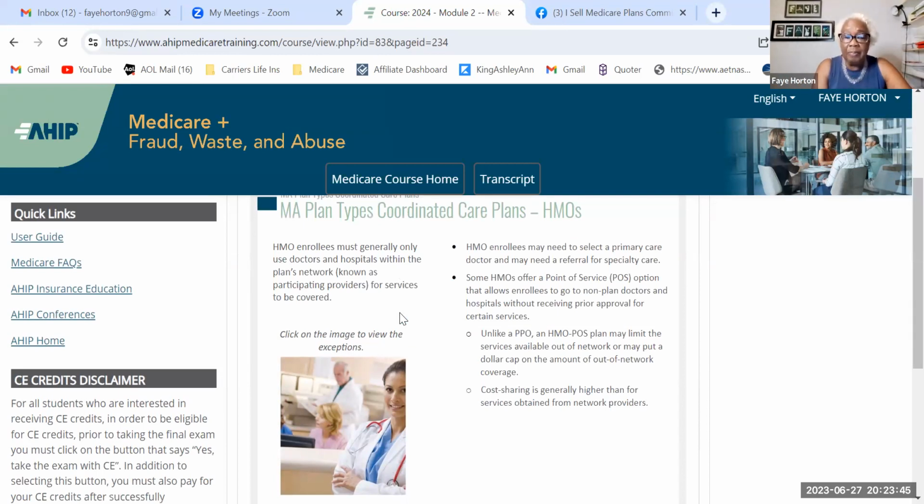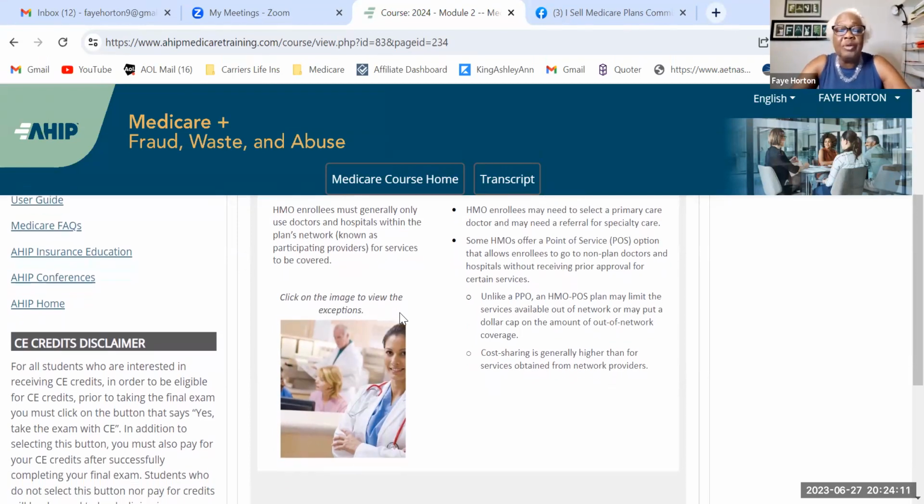So that's pretty clear. HMO enrollees may need to select a primary care doctor and may need a referral for specialty care. Now you notice it says may need. There's one plan in our area that does not require a referral. It does require, however, a primary care doctor. The primary care doctor is also known as the gatekeeper in the HMO plan, because the primary care doctor is the one that coordinates all of the care for the member in that plan.